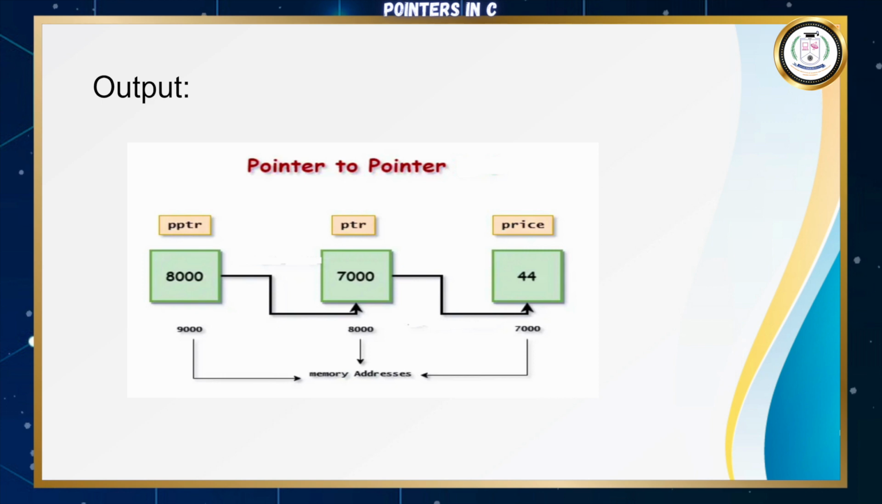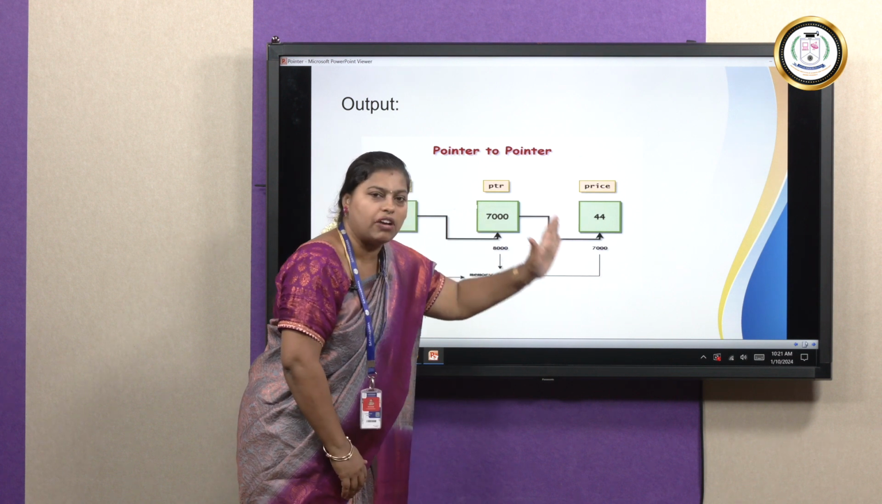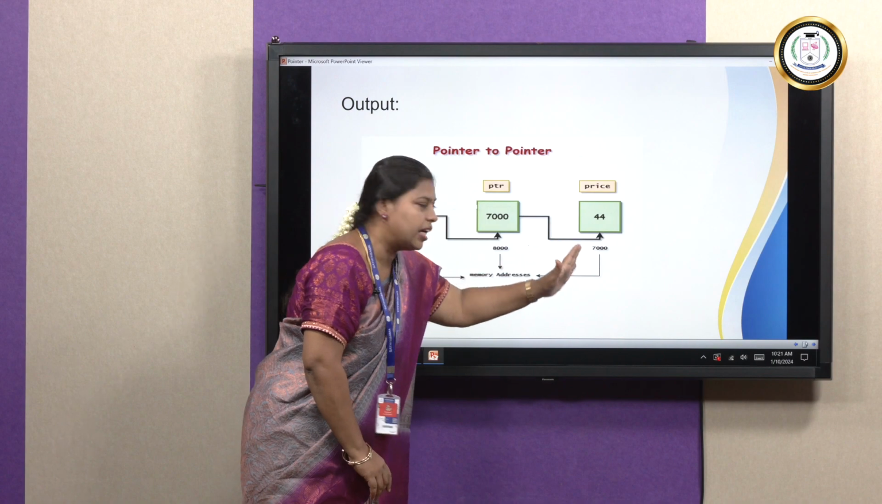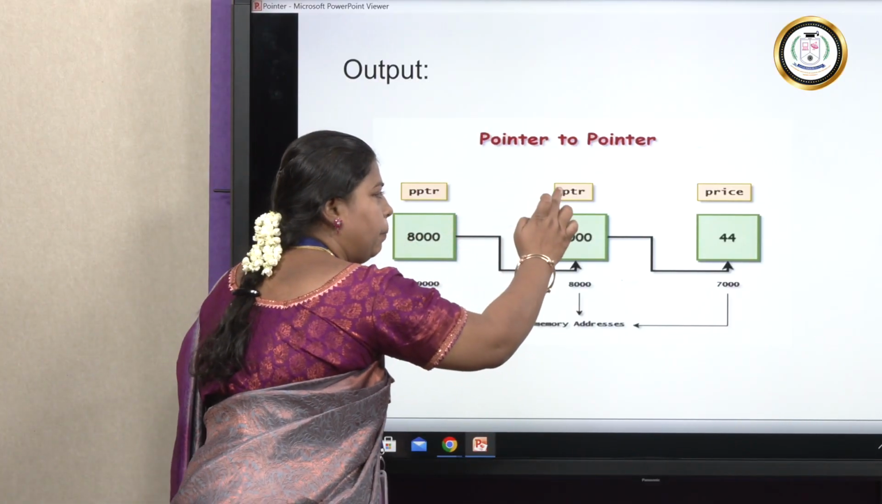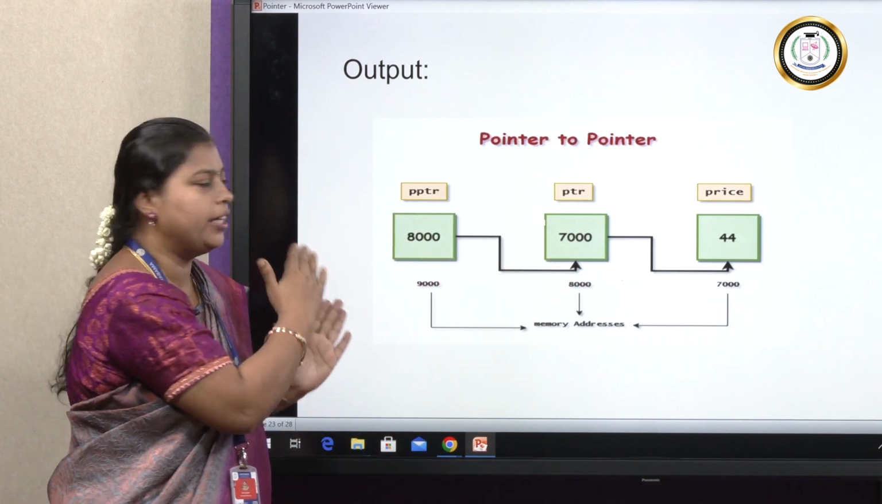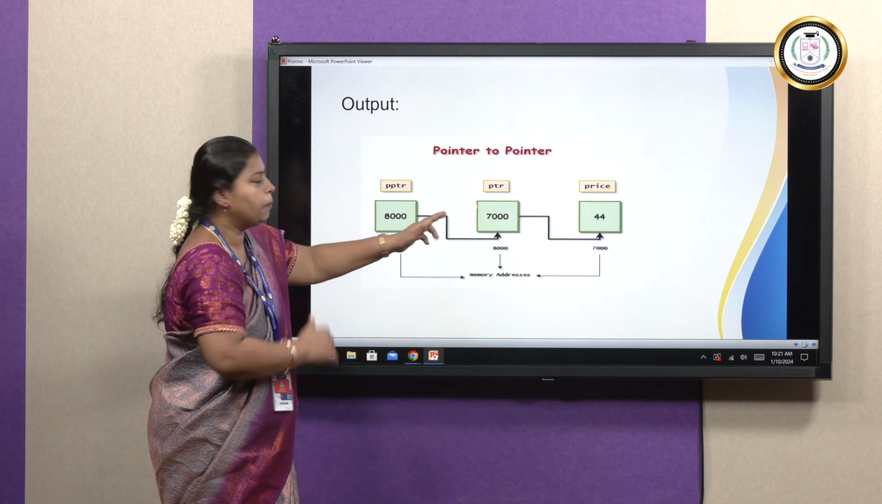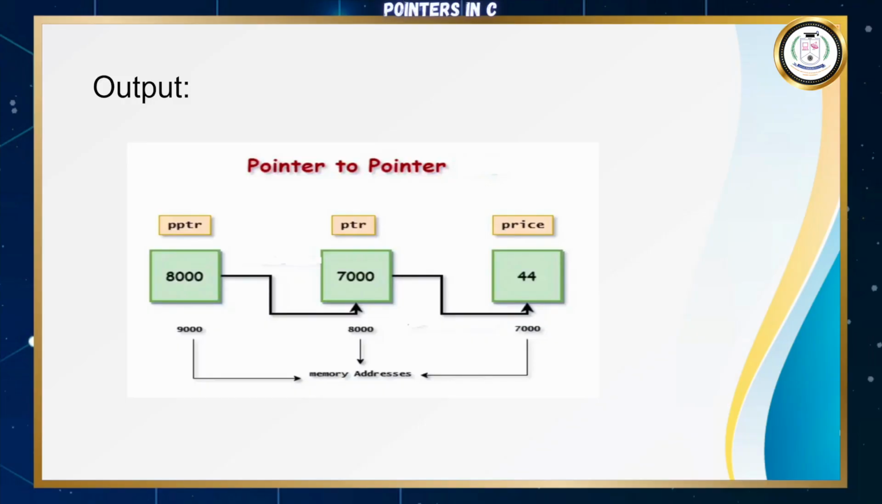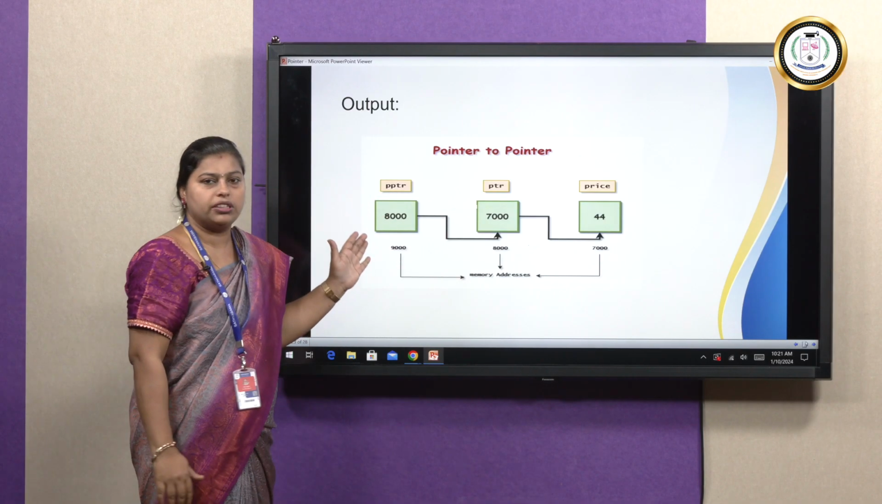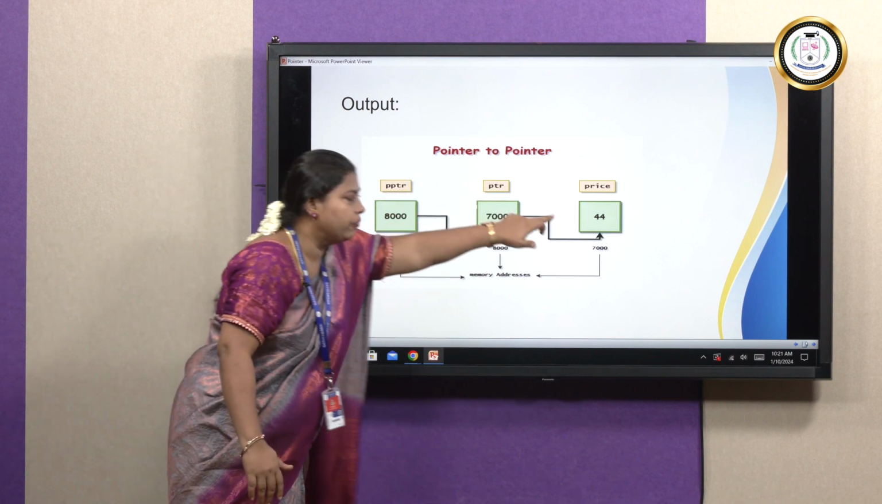Now the pictorial representation. Price is the normal variable name. The value we have given is 44, and the memory location of the variable is 7000. It is a random memory address. Then ptr is one of the pointer variables and pptr is the second pointer variable. The address 7000 will be stored in the first pointer variable, and this address, 8000, will be stored in the second pointer variable. This is called a double pointer, which means a pointer to another pointer variable.